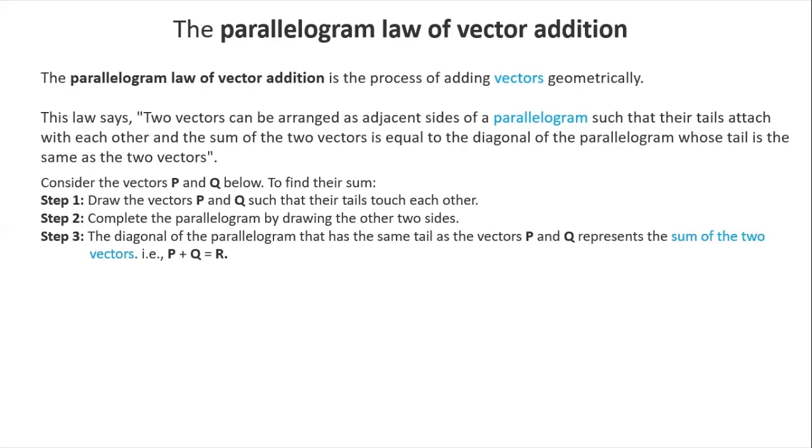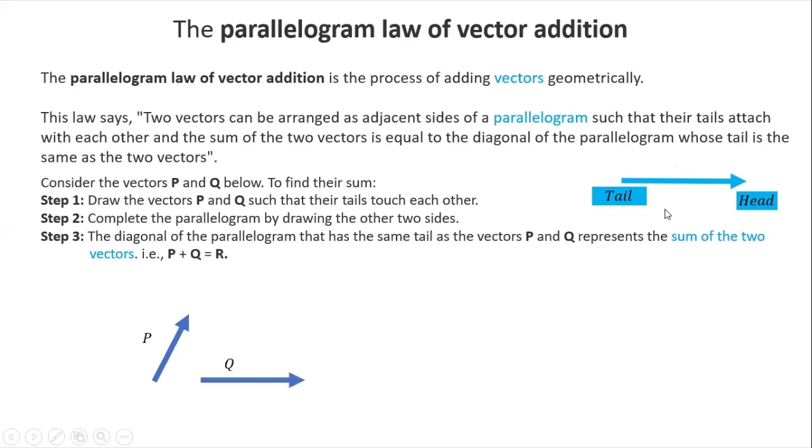We'll see now, consider the vectors P and Q below to find their sum. So here we can see tail and head. How to represent this is a tail part, this is the head part. Now this is a P vector given, this is a Q vector given. We'll see the first step. Draw the vectors P and Q such that their tails touch each other. Like this way.